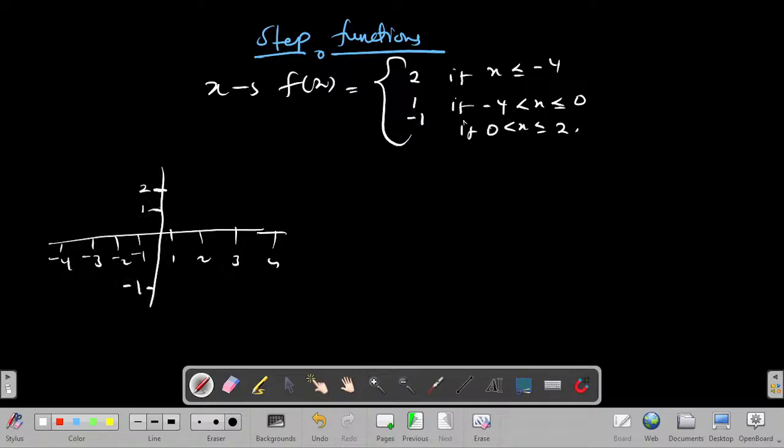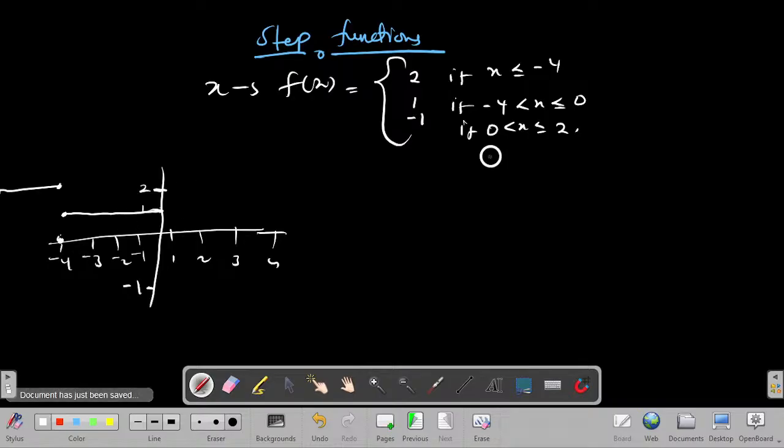Now let's draw this step function. So where is 2? When x is less than or equal to negative 4, meaning from negative 4 here backwards, gave us 2. So we come here. So 2 starts from here and it moves this way, which is a constant function, right? The next one is from negative 4 to 0. So from negative 4 here up to 0, we are going to get 1. So 1 will start from here, then it will move up to this side nicely.